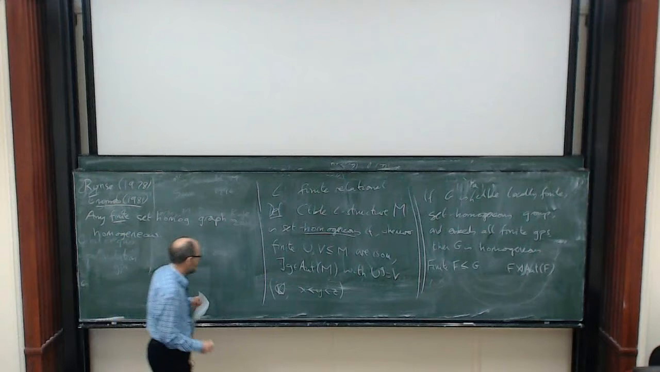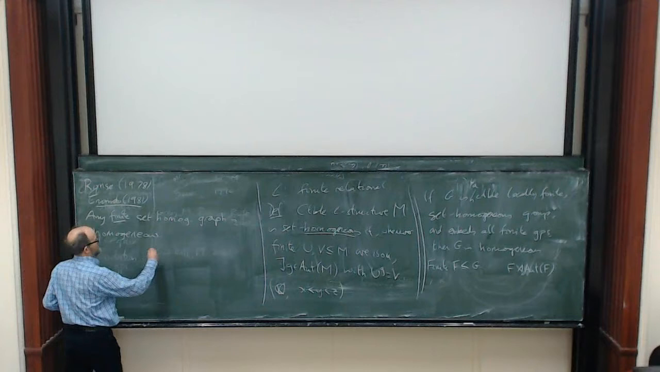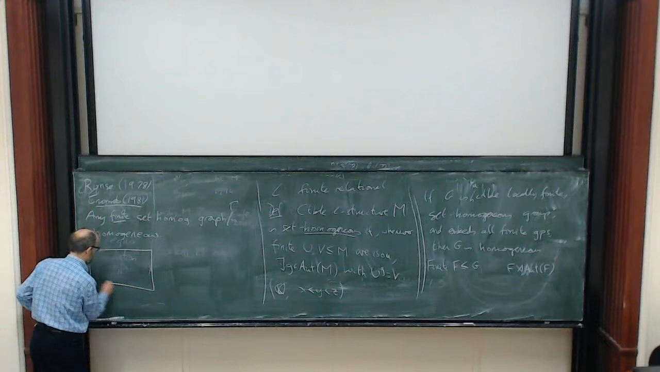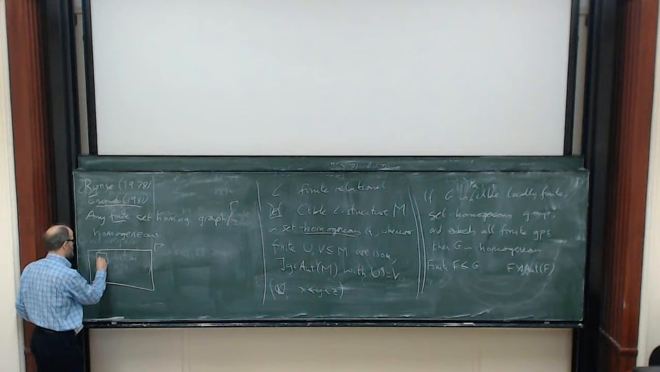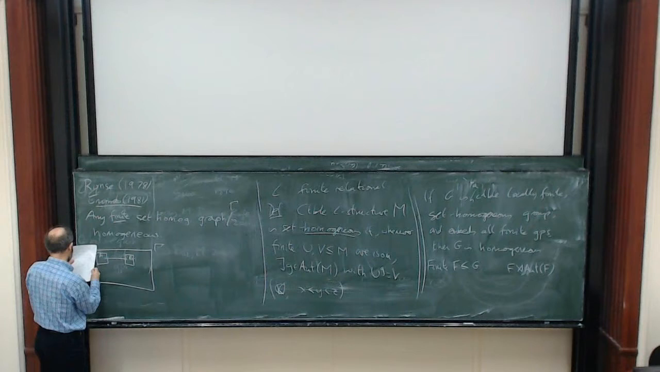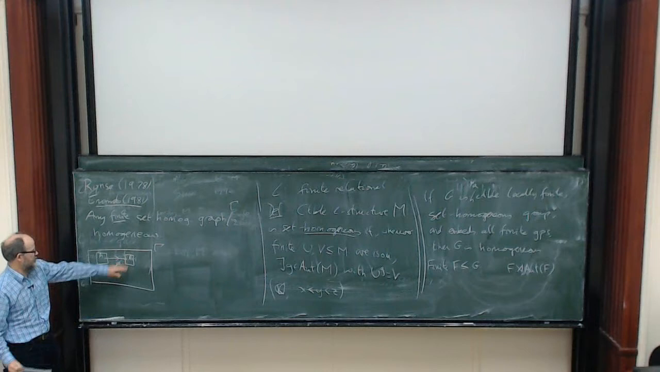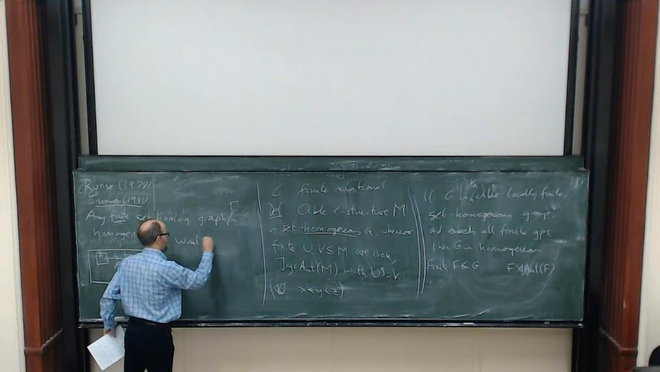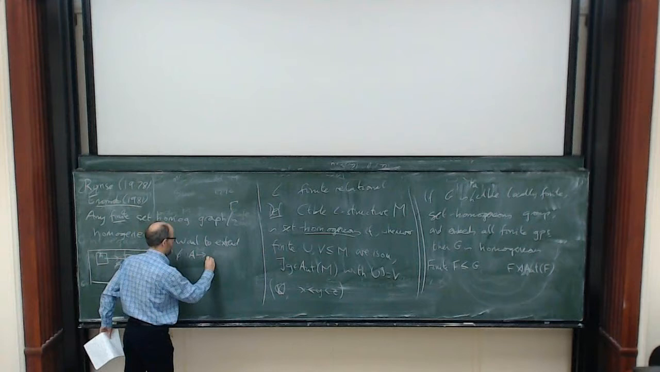So we imagine we have our set homogeneous graph, which we call gamma. This is finite, and you've got isomorphic subgraphs A and B, and some isomorphism phi from A to B. We want to extend phi to an automorphism. All we're told is that gamma is set homogeneous, so we want to extend phi from A to B to some automorphism of gamma.